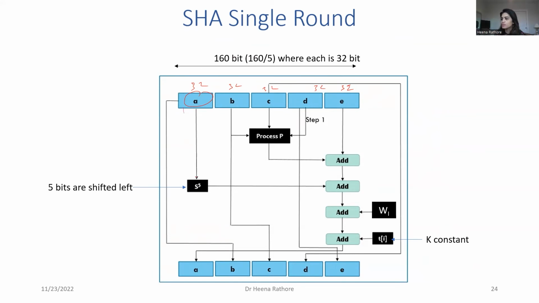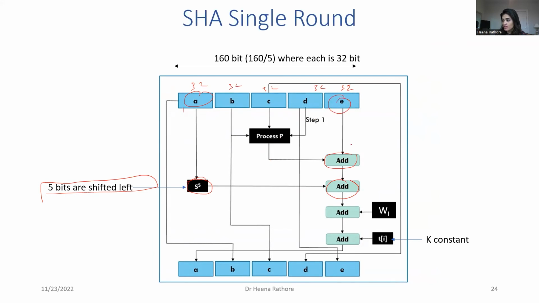So the first 32 bits, we will take the first 32 bits and shift them. 5 bits are shifted left, in the left direction. Then the next 32 bits are passed into process P, which will produce an output that would be added with the first operation, which is the shifting operation, and the last 32 bits are added together.